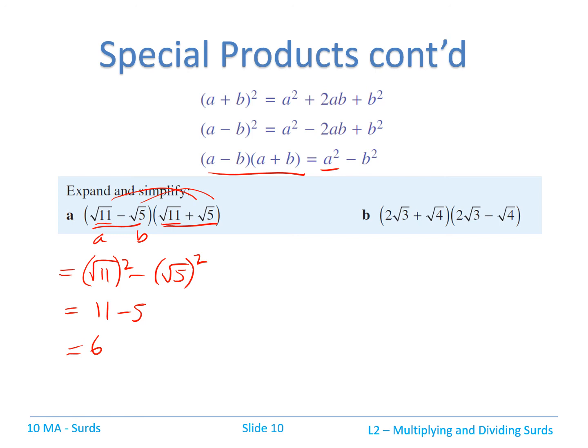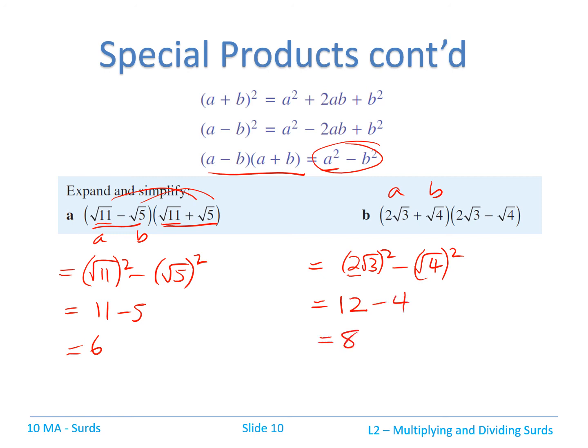Okay, so that's a difference of 2 squares, and you'll notice every time you have a difference of 2 squares with surds and you multiply them, there'll be no surds left. The surds always disappear. Okay, so here we have a similar problem. That's a, that's b. It's a difference of 2 squares. So first term squared, 2 root 3 squared, minus, because our rule says minus, and then root 4 squared. Okay, if I do 2 squared, I get 4, and if I do root 3 squared, I get 3. 4 3s are 12. The square root of 4 squared is 4, so 12 minus 4 is 8.